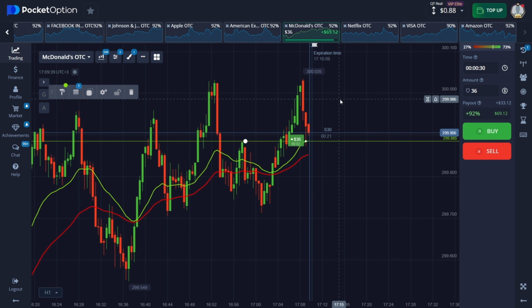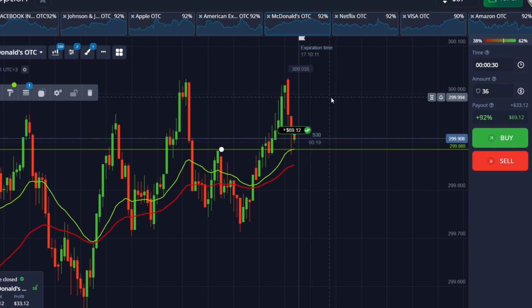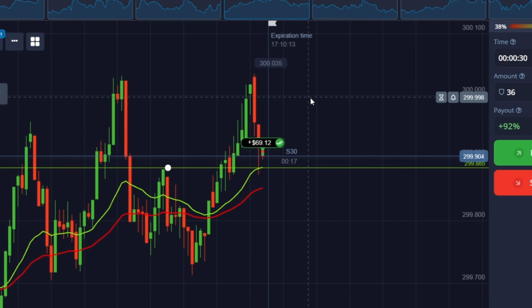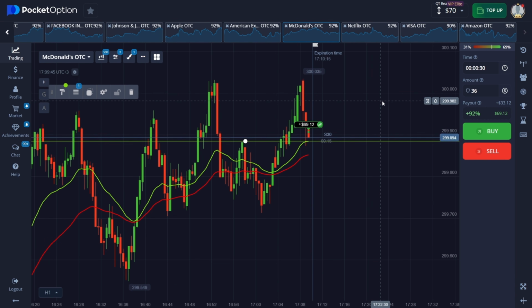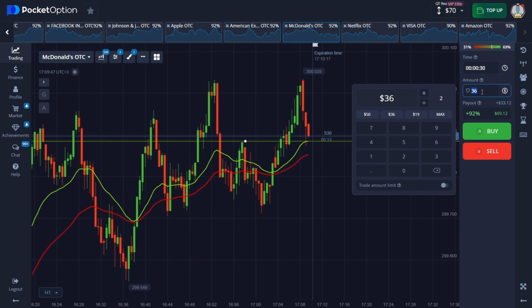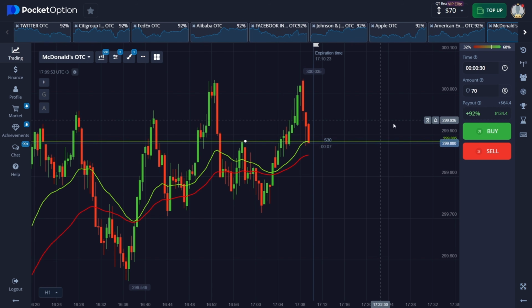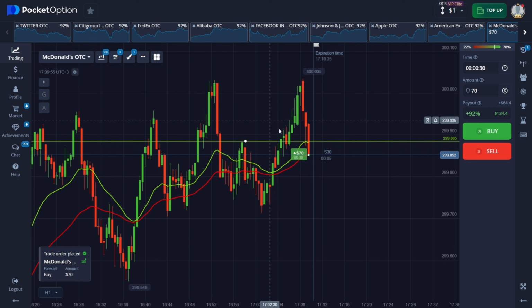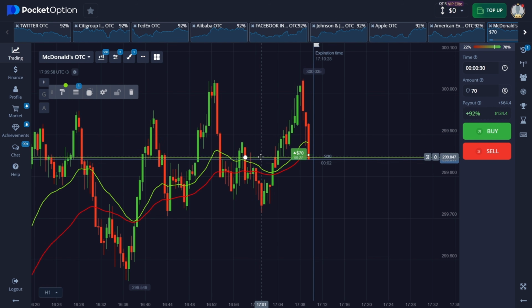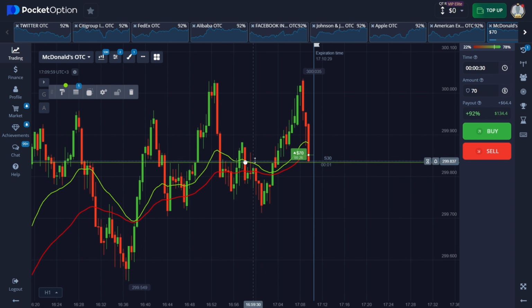At 25 EMA, the candle was taking support, and it's a win. We won another trade in this compounding session, and my balance has turned into $70. Let's find a trade for $70 on the OTC market. The candle was giving an entry, so I placed the trade for the upside move on McDonald's OTC, and I got a good entry.